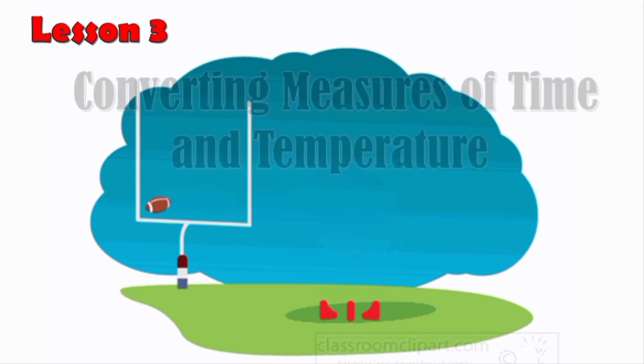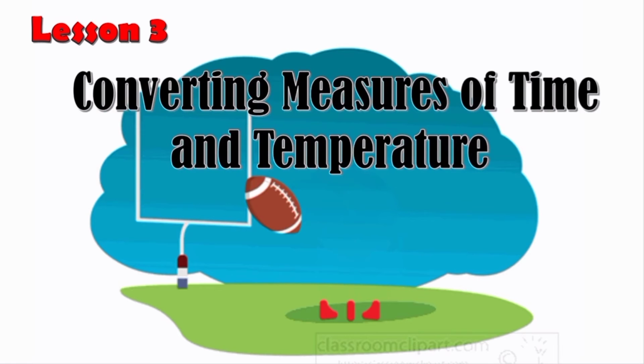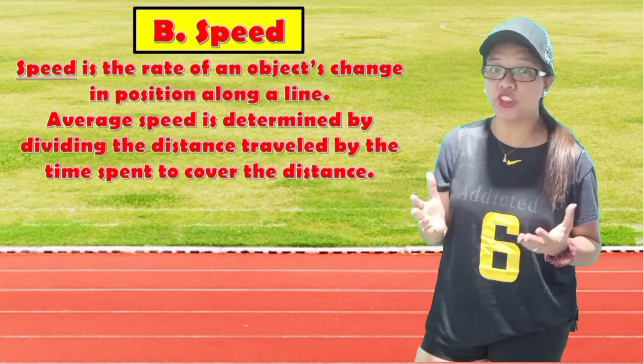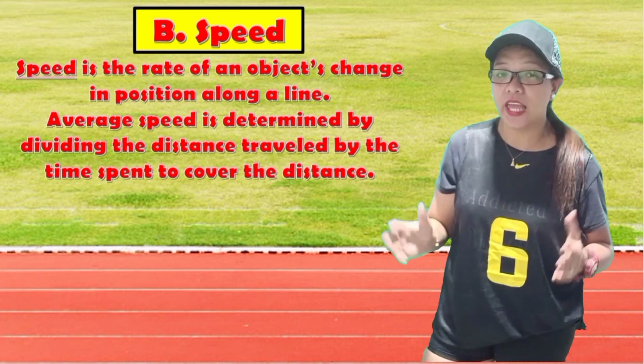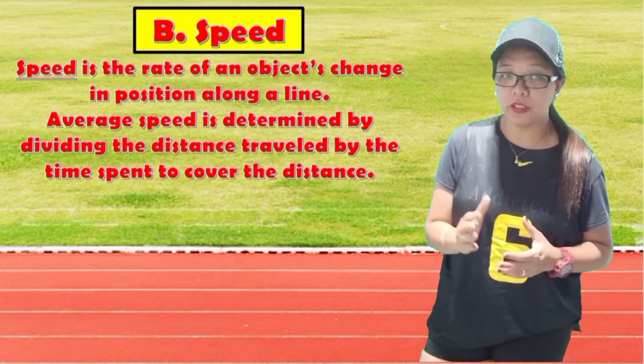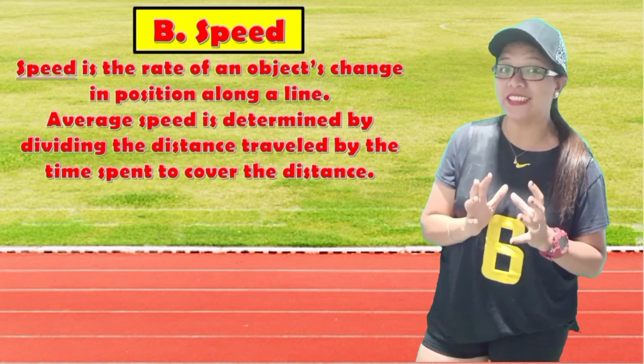Lesson number 3. Converting measures of time and temperature. Our second topic is speed. Speed is the rate of an object's change in position along a line. Average speed is determined by dividing the distance traveled by the time spent to cover the distance.